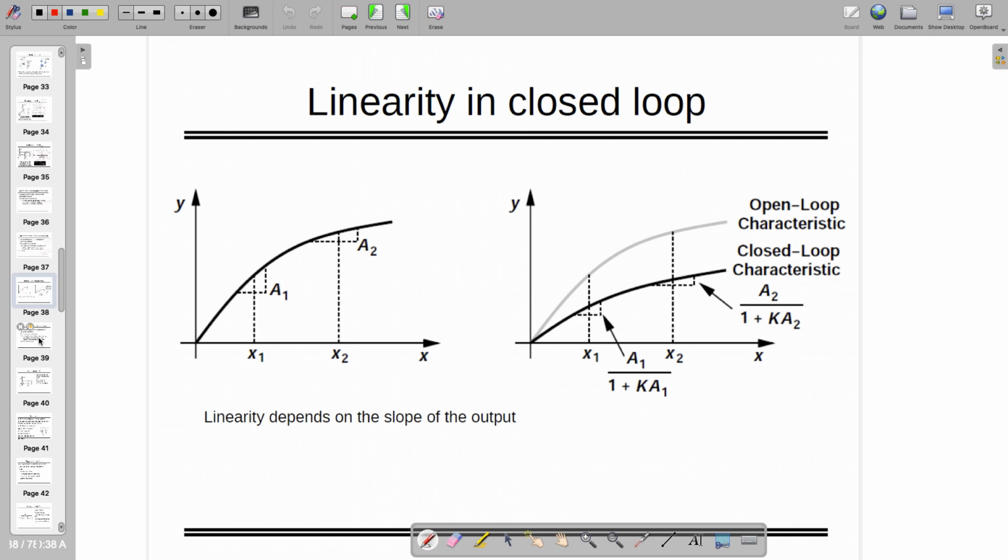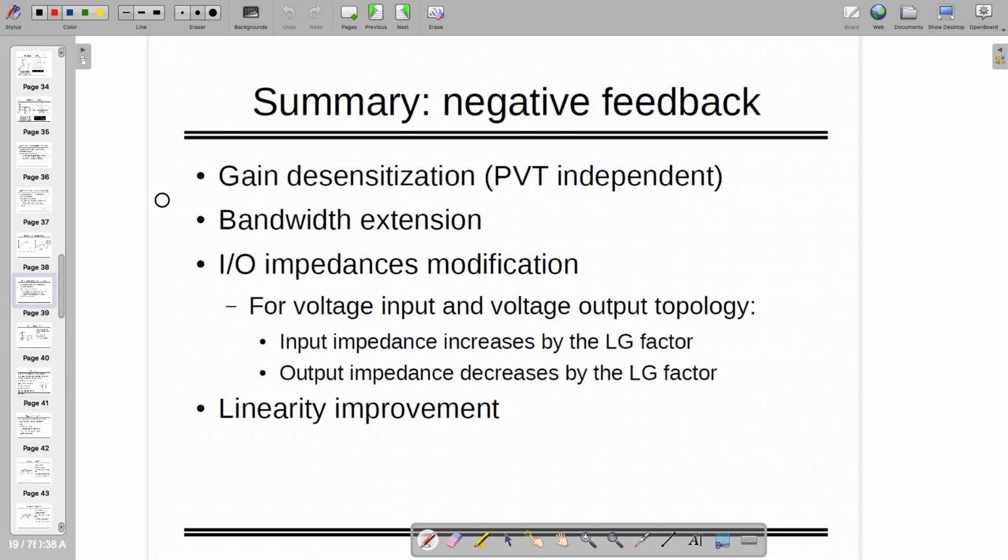So in closed loop, not only is the gain desensitized, the bandwidth is also extended. However, UGBW remains the same. The IO impedances are getting improved, though rather than calling it that, you have to see what kind of amplifier it is. And linearity wise, it's also improved, or the harmonics are getting decreased.